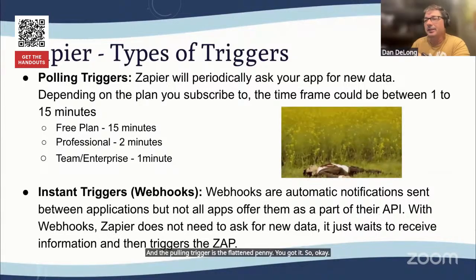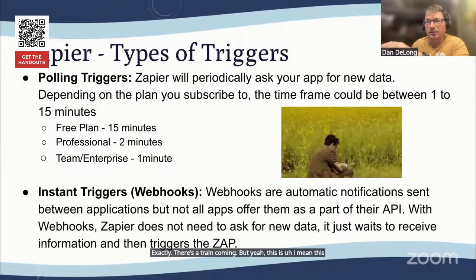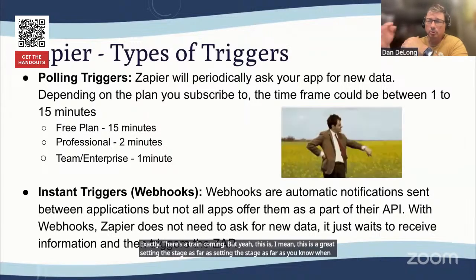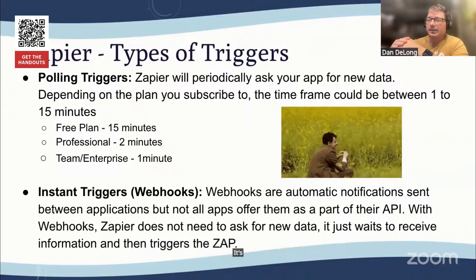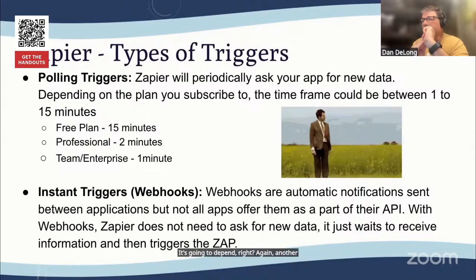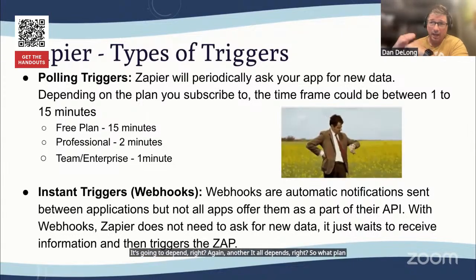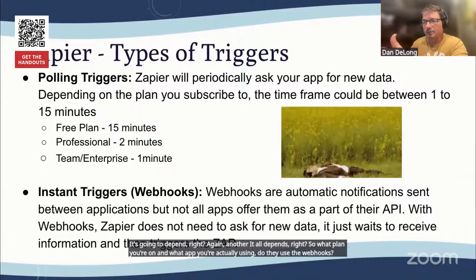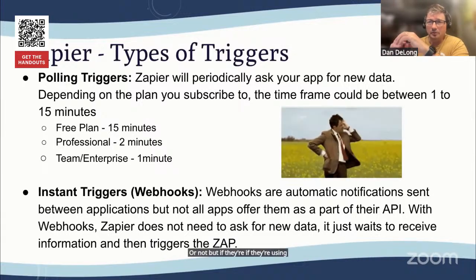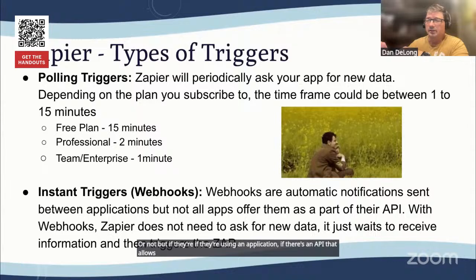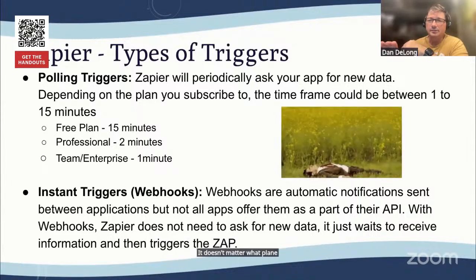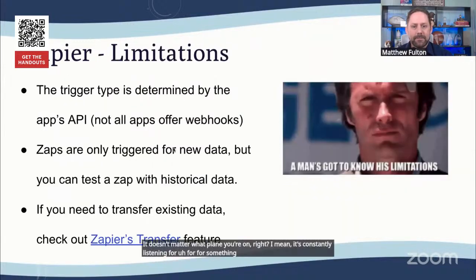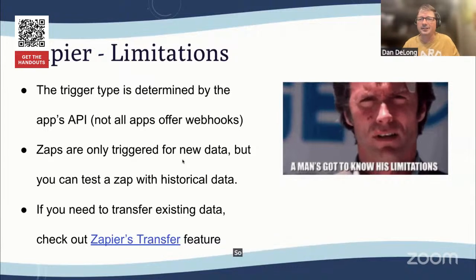So, okay, there's a train coming. This is a great setting of the stage as far as when that trigger is going to get pulled. It's going to depend, right? Again, it all depends on what plan you're on and what app you're actually using. Do they use webhooks or not? But if they're using an application with an API that allows for webhooks, it doesn't matter what plan you're on, right? It's constantly listening for something to happen. So with anything else, there are limitations.